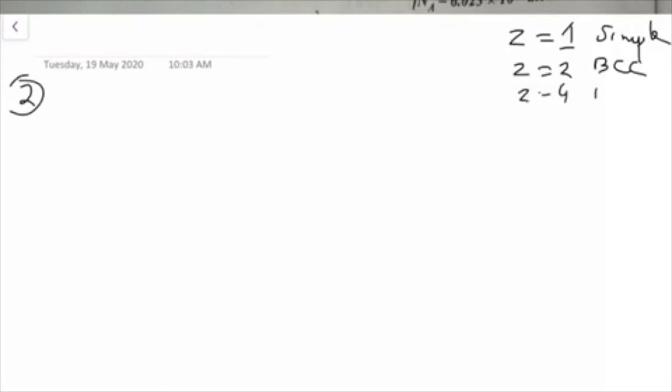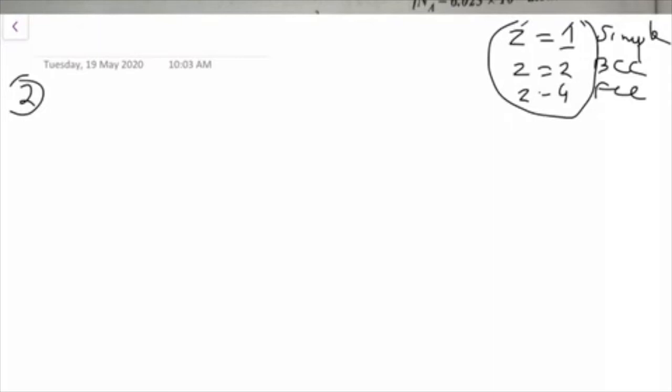And if Z value is coming 4, then you have to say it is FCC. So the question is asking you to find what is the value of Z, but indirectly they have asked what is the crystal lattice, what is the structure of a crystal lattice. Okay, I'll read the question again and then write down the data which are given.